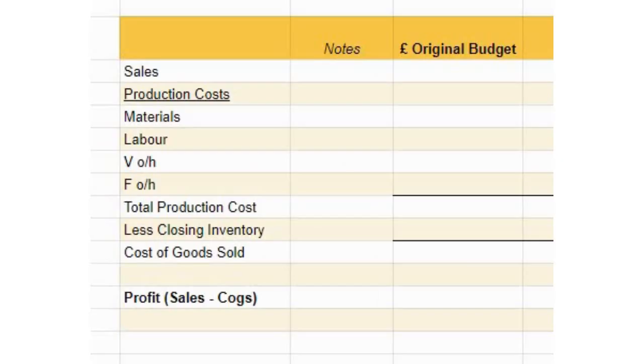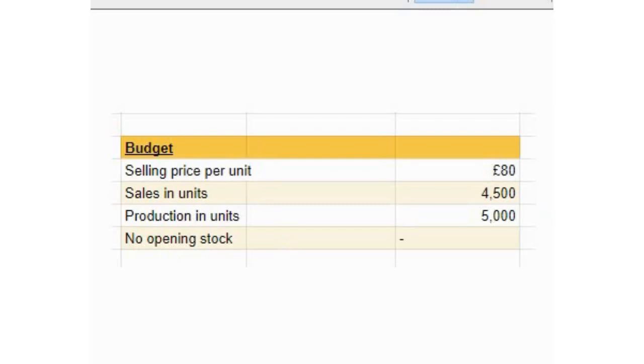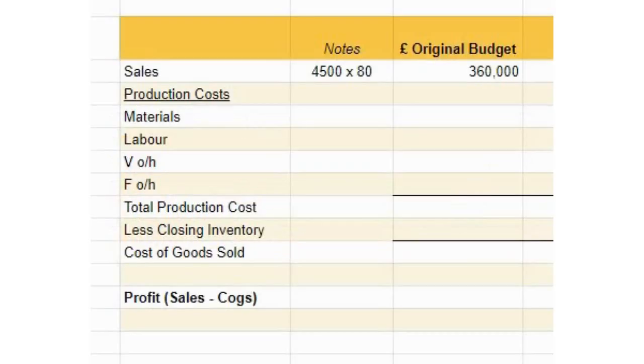So let's start by filling in the table with the original budget. From the original budget information, you can see the plan for sales was 4,500 units at £80 per unit. So let's put that in, and there we can see that 4,500 units budgeted sales at £80 per unit gives sales revenue of £360,000. And let's carry on doing the materials and labour and the other production costs.